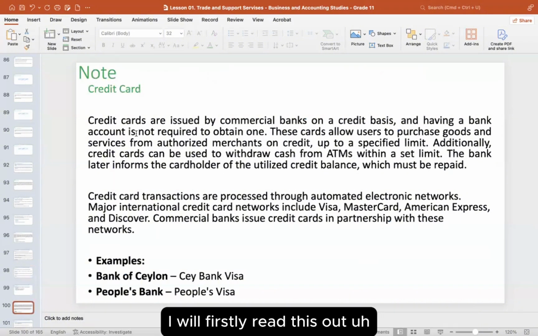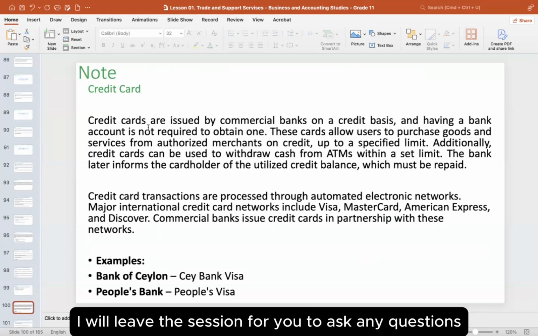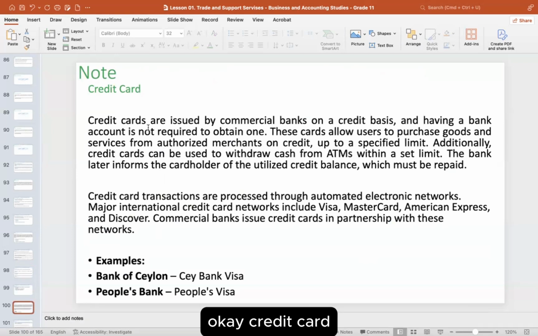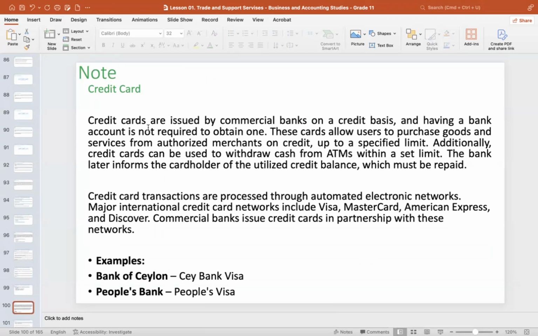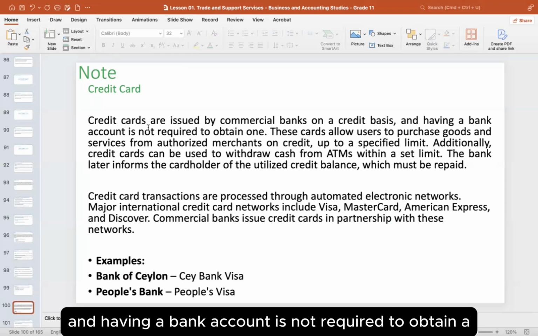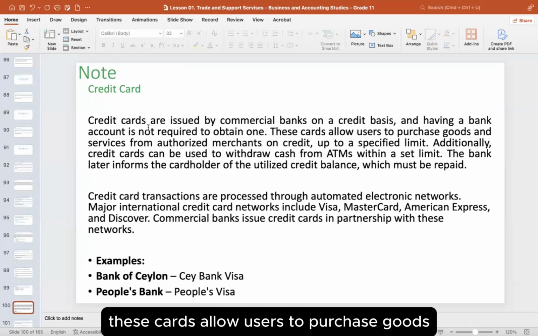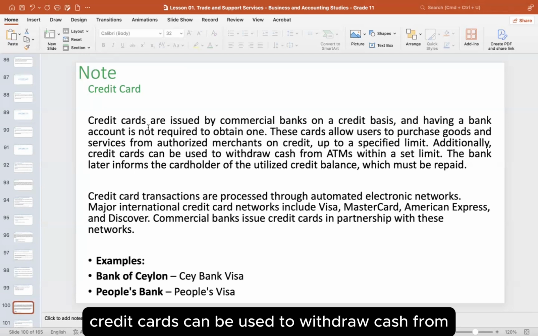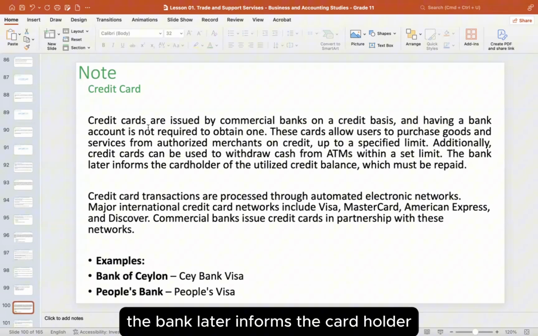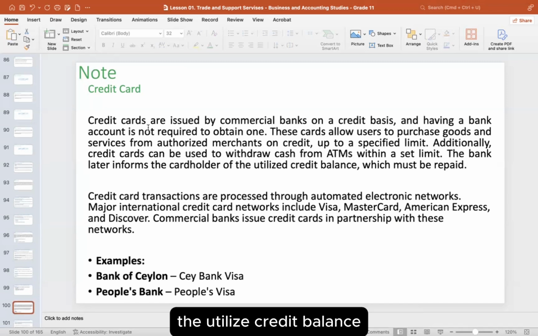So we can write the note. I will firstly read this out, and after that, I will leave the session for you to ask any questions. Credit cards are issued by commercial banks on a credit basis, and having a bank account is not required to obtain one. These cards allow users to purchase goods and services from authorized merchants on credit up to a specific limit. Additionally, credit cards can be used to withdraw cash from ATMs within a set limit. The bank later informs the cardholder of the utilized credit balance, which must be repaid.